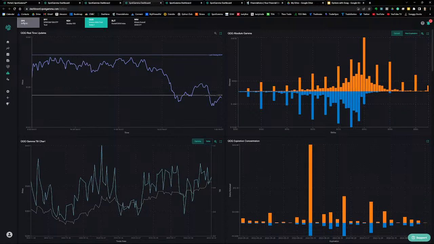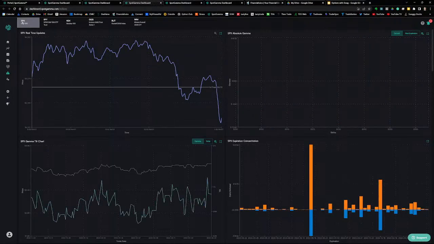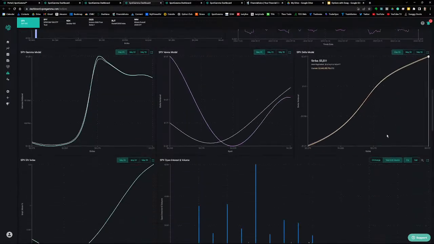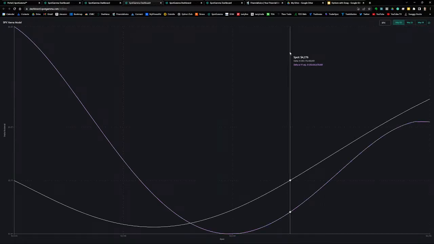All right, let's take a look at one other thing. While we're on this page, we'll go to the Vanna model. I'm going to take a look at SPX. And I like to look at this chart every day because it gives me a sense of how market makers may have to hedge. So what this is showing is market makers' delta notional, or delta exposure, on the vertical axis and how it changes with price, shown on the horizontal axis. And the gray curve is showing how market makers' delta notional changes with changes in price. This line again is showing delta change with price only.